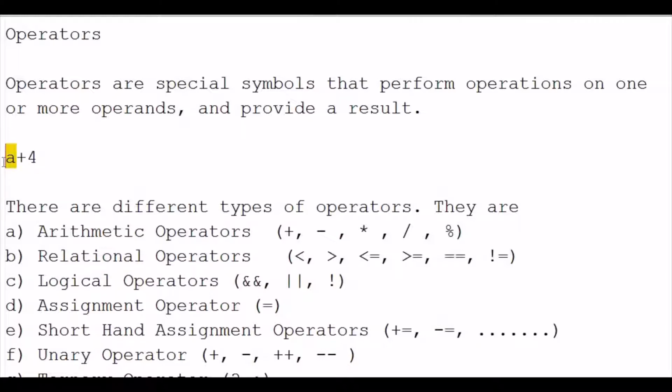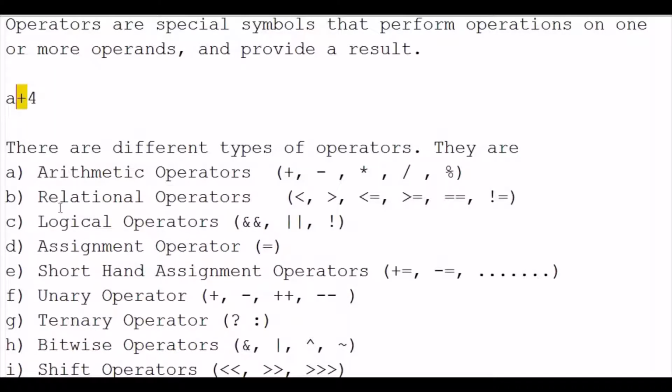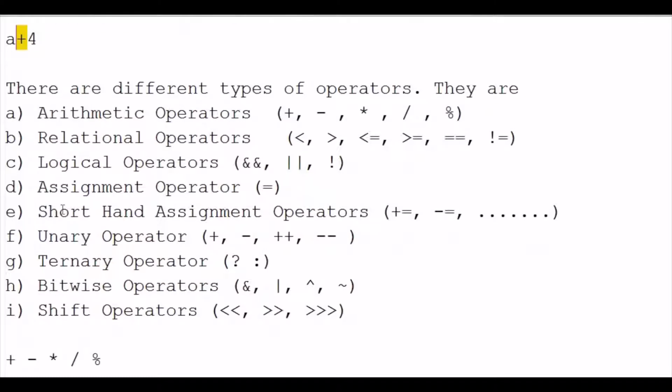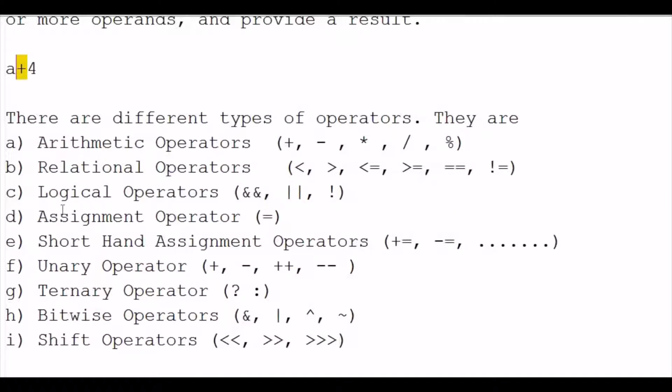The operands can either be a variable or a constant. So the operators work along with the operands to provide a specific result, right? Based on our requirement, we can use these mathematical symbols or operators and get back the result. There are many types of operators available. They are arithmetic operators, relational operators, logical operators, assignment operator, shorthand assignment operators, unary operator, ternary operator, bitwise operators, shift operators. These are the operators available. Now we'll see a few operators in this class.